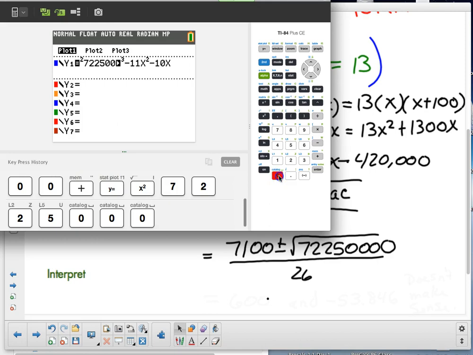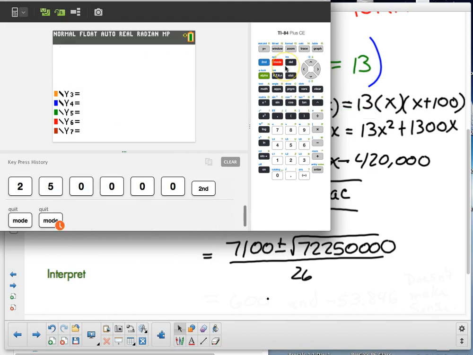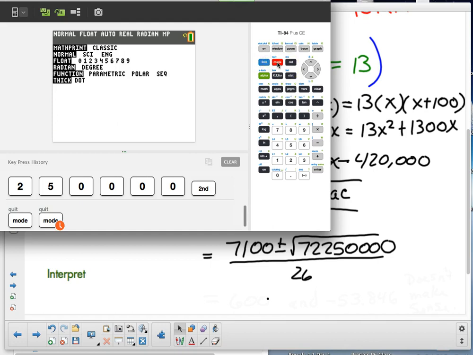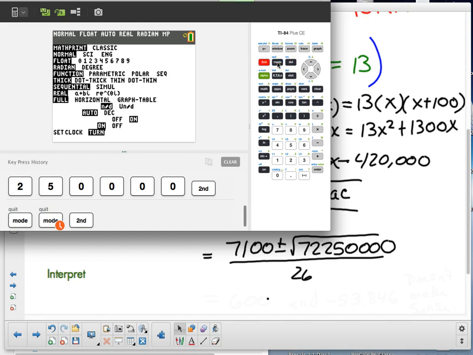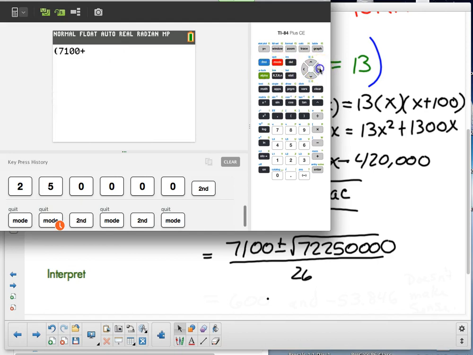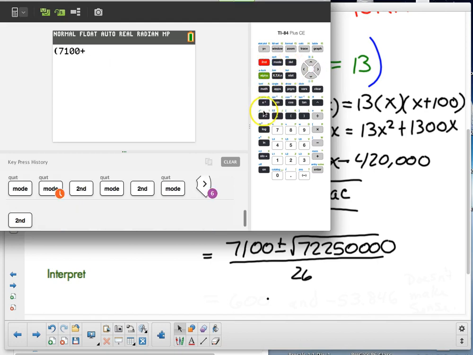Second quit. I'm not sure why it's doing that. I'm not happy with that. Sorry, guys. I screwed up. Let's just wait for something to happen. Okay. Second quit. I'm not really sure what it's doing. Second quit. Okay, so for some reason, I hit something. But we're going to assume that. Second, square root. And I've got 7, 2, 2, 5, and then 4 zeros.